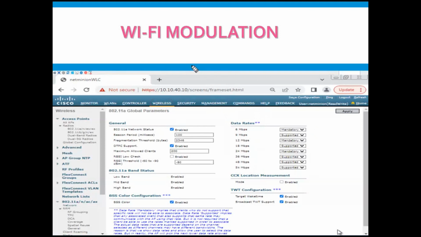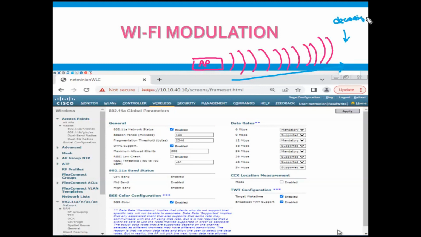But again, let me tell you, let us say there is your AP, and it is transmitting the signal. As it goes further, the data rate will keep on decreasing, right? So if one of the clients is here, maybe the data rate will be much higher. If one of the clients is here, maybe the data rate is not as equivalent to client number one. Got this point?